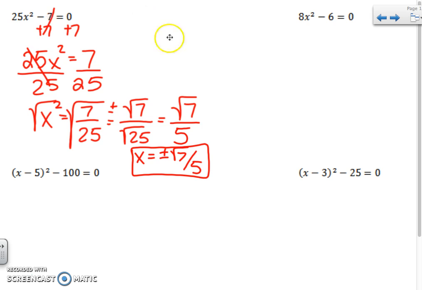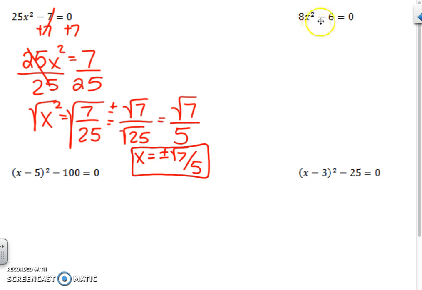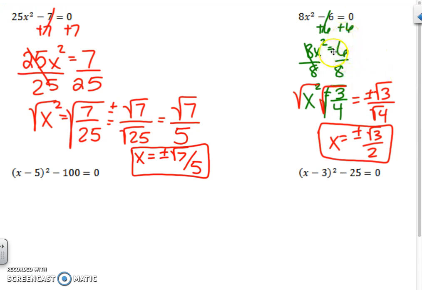Okay, all right, so why don't you try this one on your own? It is a fraction, but do not forget. This one was a little bit trickier. You do add 6 to both sides. You will get 8x squared equals 6. Divide by 8. And here's the thing is, if you can reduce a fraction, I would at this point. So 6 over 8 can be reduced to 3 over 4. So I got x squared equals 3 over 4.